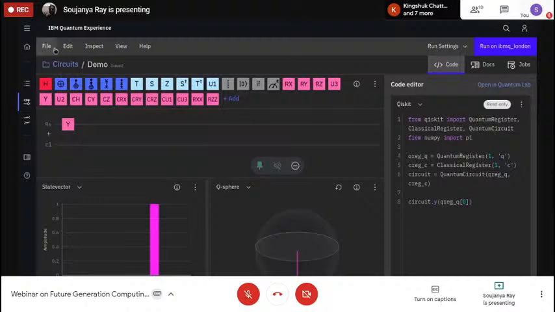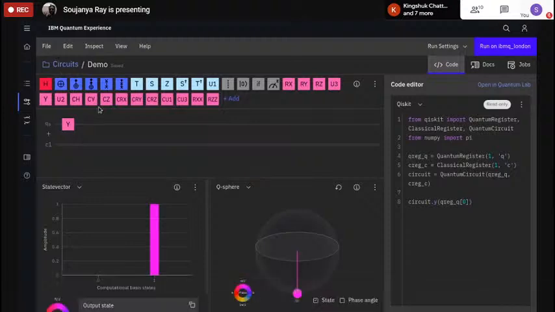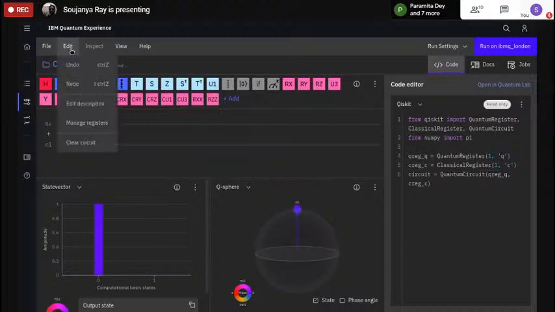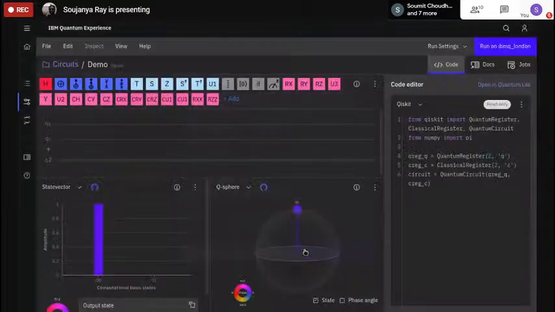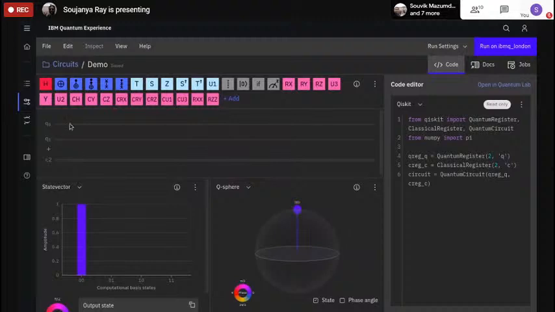Now let's do something better. Let's entangle 2 qubits, and for that we will need 2 registers. So we will go to manage registers, and we will increase the number of quantum registers too. And you see the classical registers, if you click this, it will automatically synchronize with the number of quantum registers. So I'll save this, and we'll have 2 quantum registers and 2 classical registers. And I won't go deep into how entanglement works. I'll just show you the circuit.